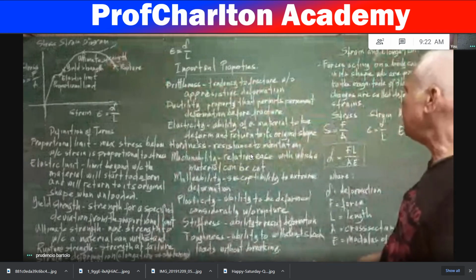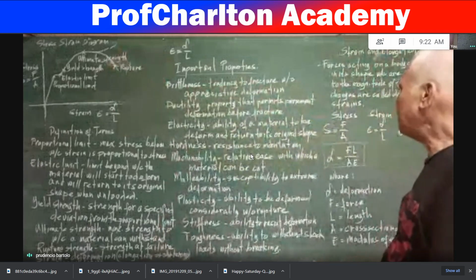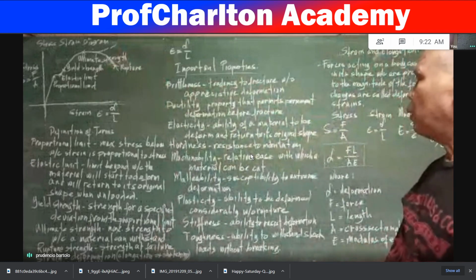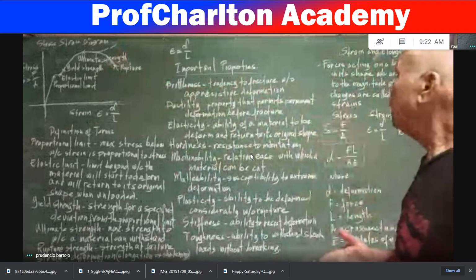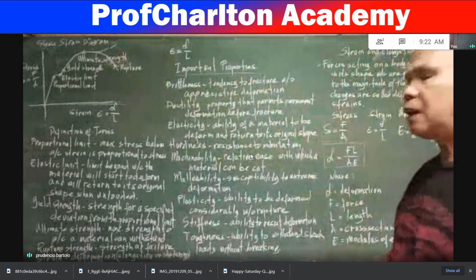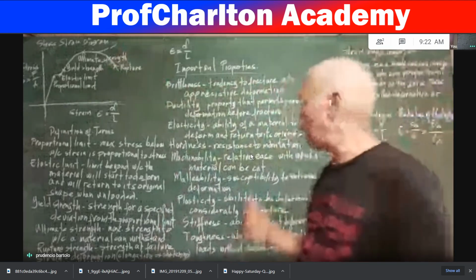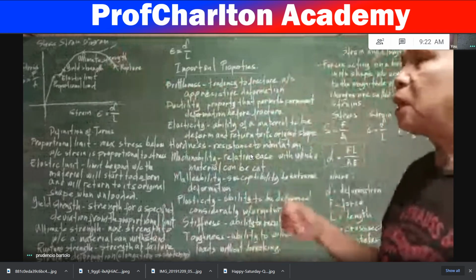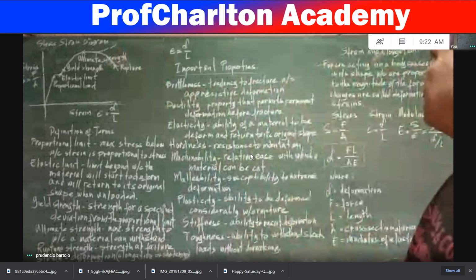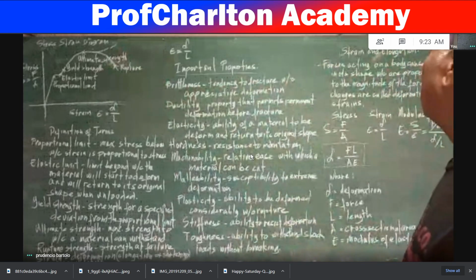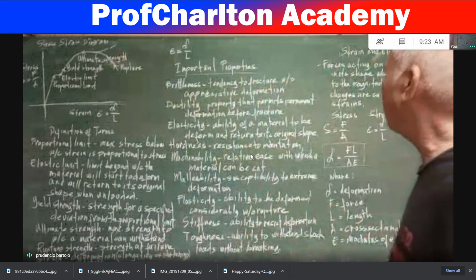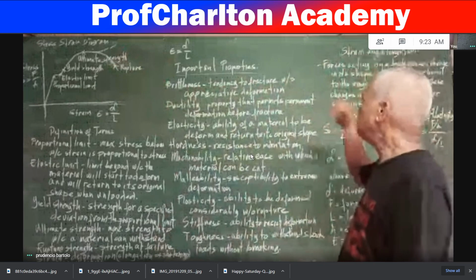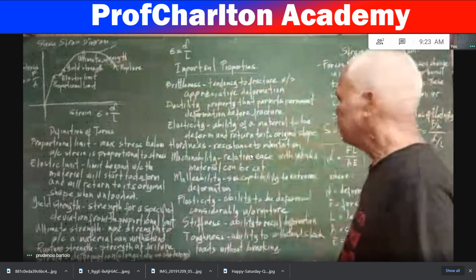Next is the ductility. Ductility is the property that permits permanent deformation before fracture. So that is a property of a material that the material will deform permanently, meaning to say it can no longer return to its original position or original shape. That is deformation before fracture.